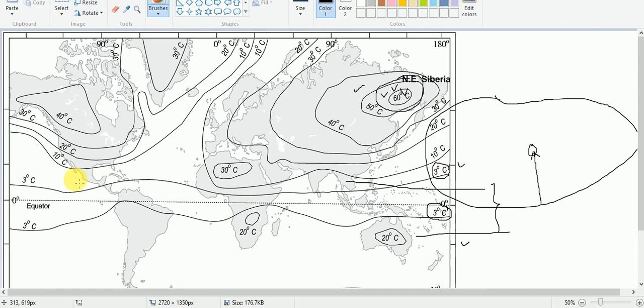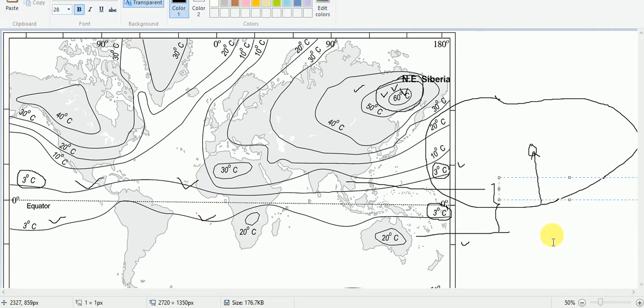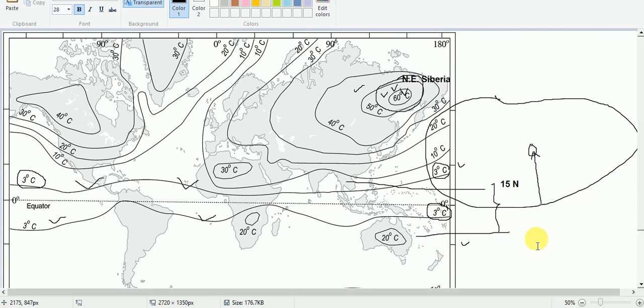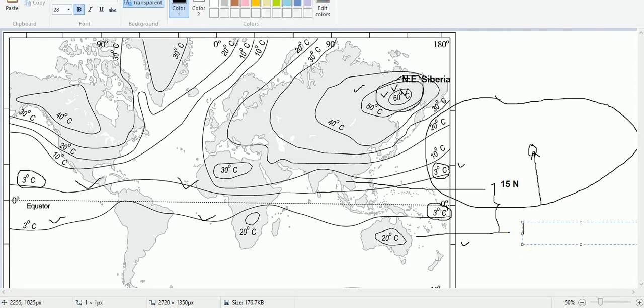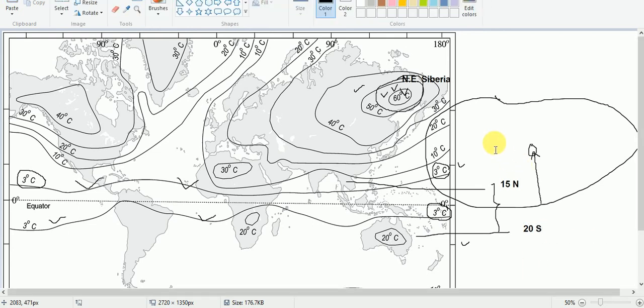So this isotherm is 3 degrees Celsius, and this is also 3 degrees Celsius. So this is between what? Between this 15 degrees north and this 20 degrees south. So between 15 degrees north and 20 degrees south, we find the least variation in temperature, that is 3 degrees Celsius.